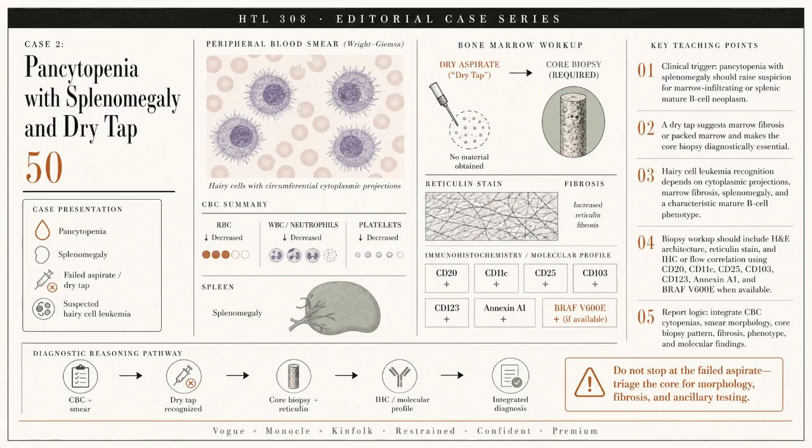In summary, this case underscores the critical role of histotechnology in the diagnosis of hairy cell leukemia. From specimen triage and fixation to specialized staining and immunophenotyping, each step must be executed with precision to overcome the diagnostic challenges posed by marrow fibrosis and the dry tap. Mastery of these processes not only facilitates accurate diagnosis, but also guides appropriate clinical management for patients with this indolent but treatable neoplasm. As we move forward, we will examine another hematologic malignancy with distinct clinical and laboratory features, reinforcing the integration of morphology, immunophenotyping, and molecular diagnostics in hematopathology.